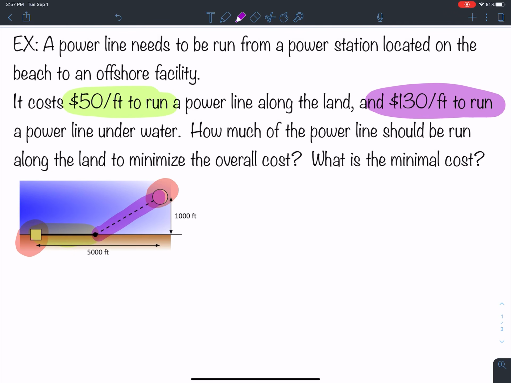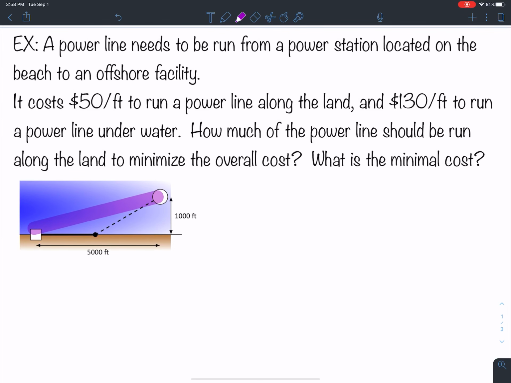So how much of the power line should be run along the land versus how much of the line should be put into the water, right? So that we minimize the overall cost of running the power from our power station here on the beach to this point right here.